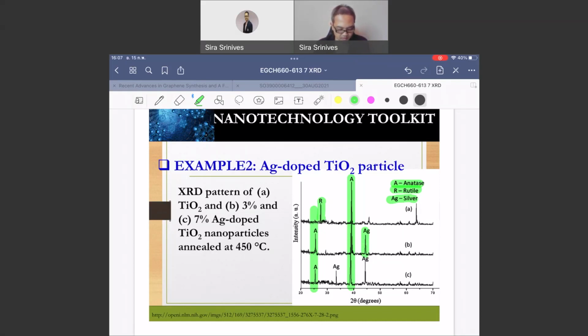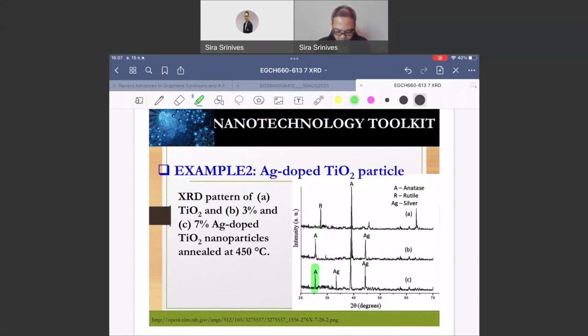And in experiment C is 7% silver doped on titanium dioxide and annealed at 450 degrees temperature. At that higher temperature, I would say it would become more anatase. Am I right? Of course I am. Yeah, this would be more anatase going on. And more silver nanoparticles too. Because after you dope and if you anneal it, there would be more silver nanoparticles in the system.